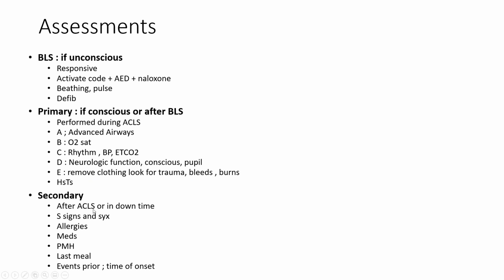Our secondary assessment is done after the primary, and it's done either after the ACLS algorithm is run or during the downtime of the ACLS. Basically, you want to ask family members or if possible the patient themselves their signs and symptoms, their allergies, their medication, their past medical history, last meal, and events prior. So when did this all start? Time of onset is very important here, especially for stroke, because you want to get the last time normal. And this spells out very conveniently SAMPLE.